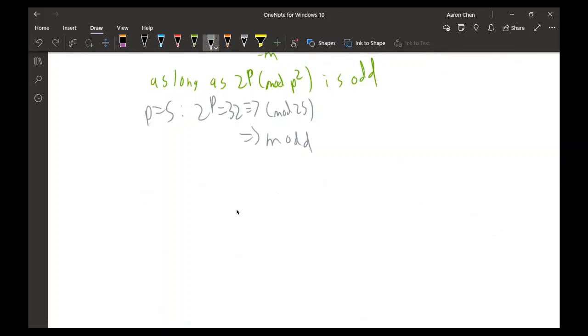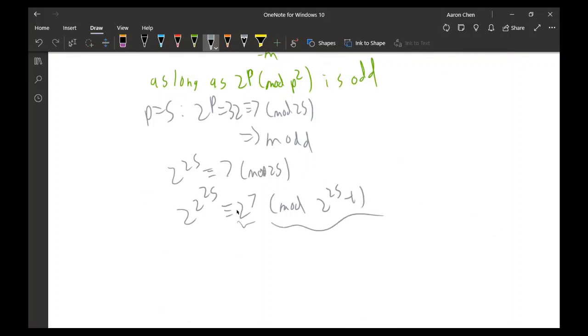If we want to check, you can see that 2 to the 25 is congruent to 7 mod 25. And so 2 to the power 25 is 2 to the 7 mod 2 to the power 25 minus 1. And this is definitely a possible remainder mod 2 to the 25 minus 1. Since 2 to the 7, or 128, is not a power of 4, this is the counterexample that we want. So if n is equal to 25, we have a counterexample.